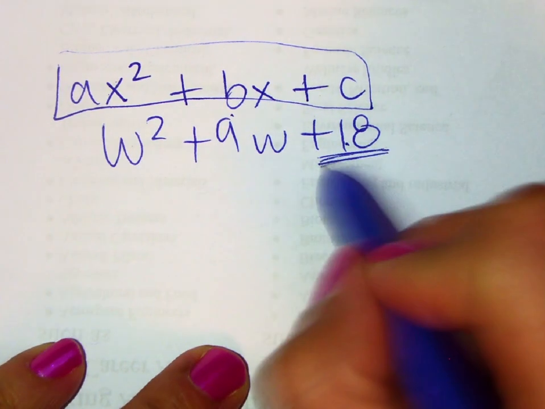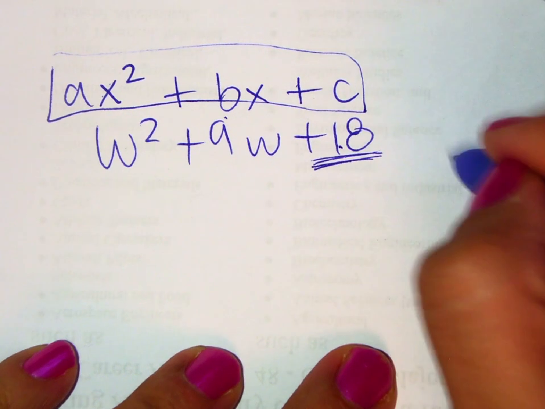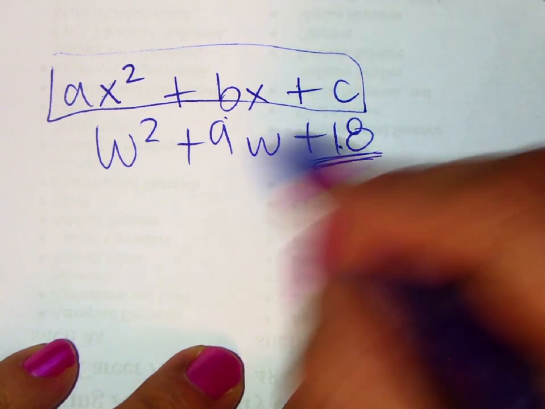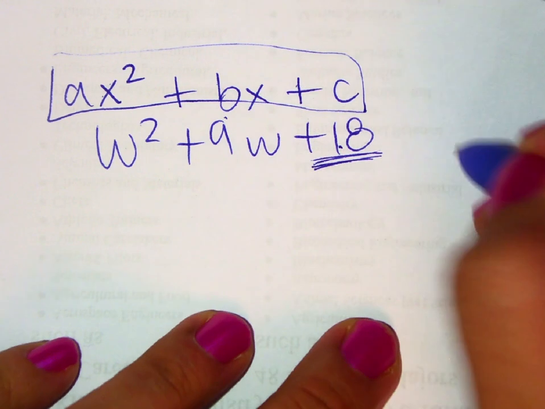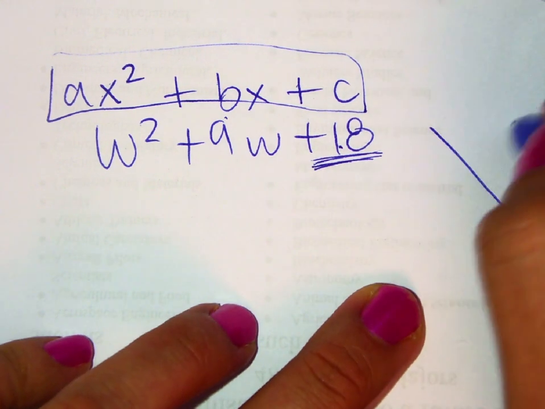So let's look at our C value, 18, and think of what numbers you multiply to get 18, but you combine to get 9. I want to show you a strategy that I'm going to use in class.